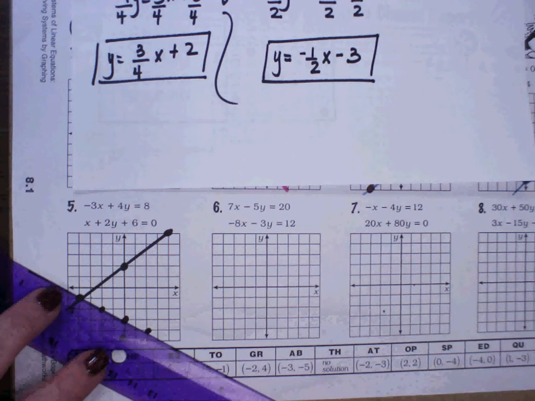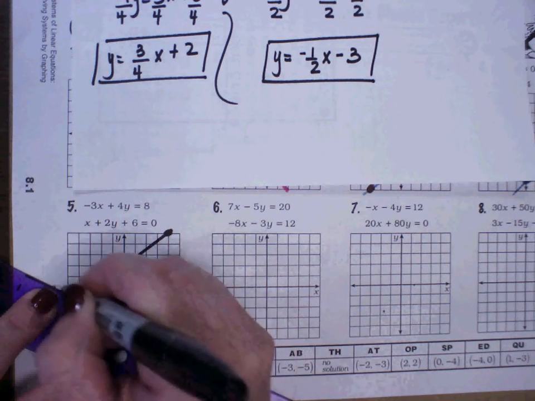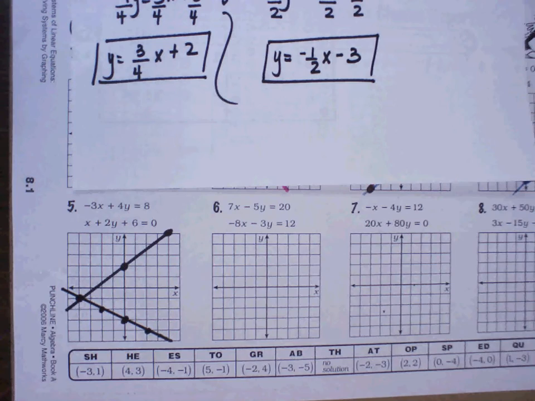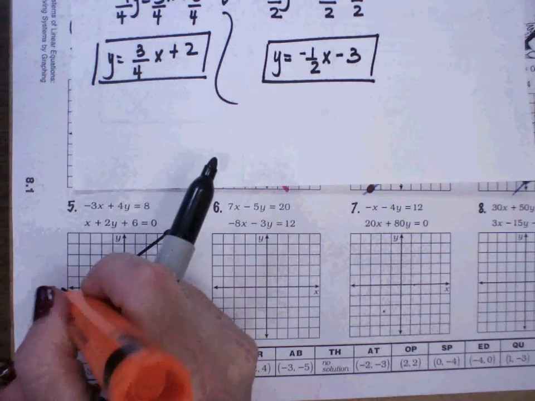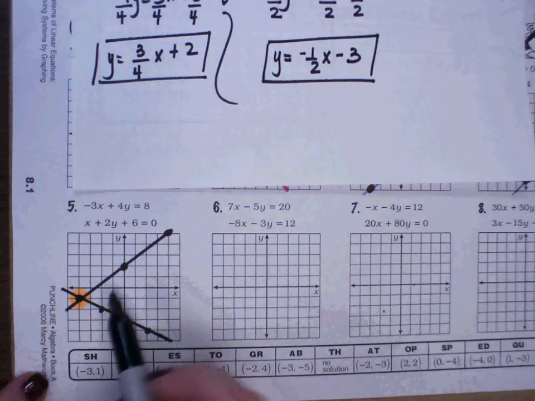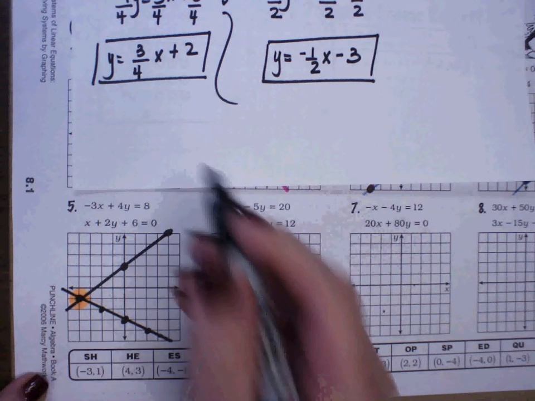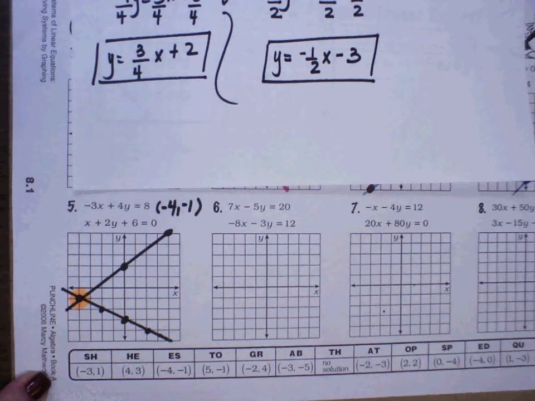All right, so where do they meet? That one right there, right? So negative 4, 1, 2, 3, 4, and negative 1. Yay? Are we good, babies?